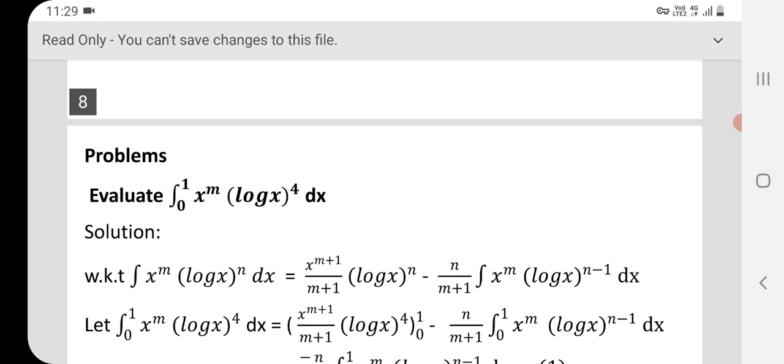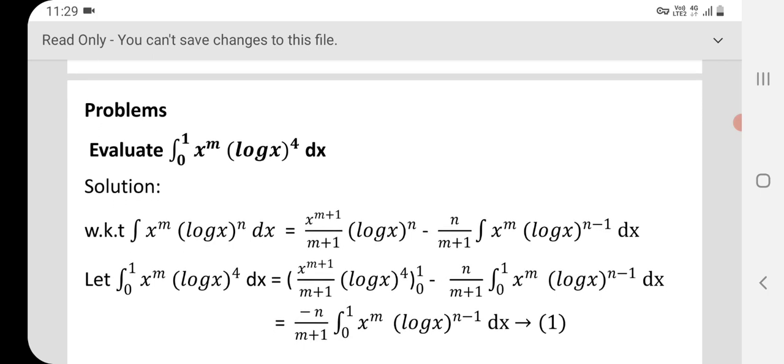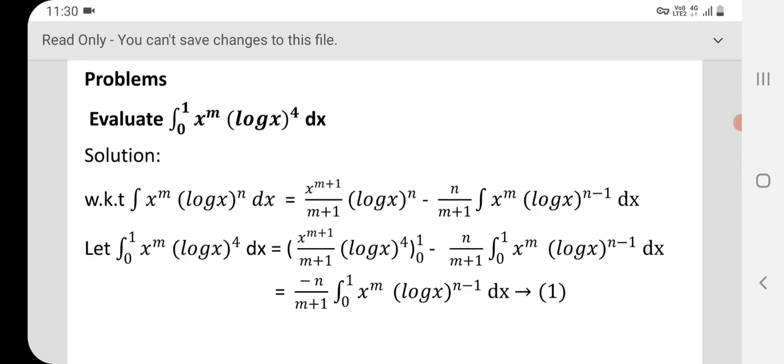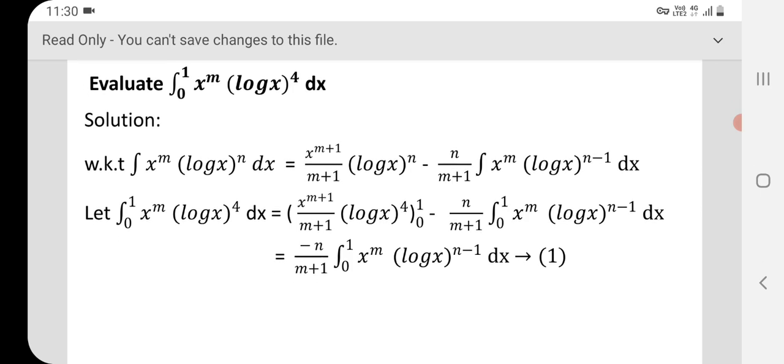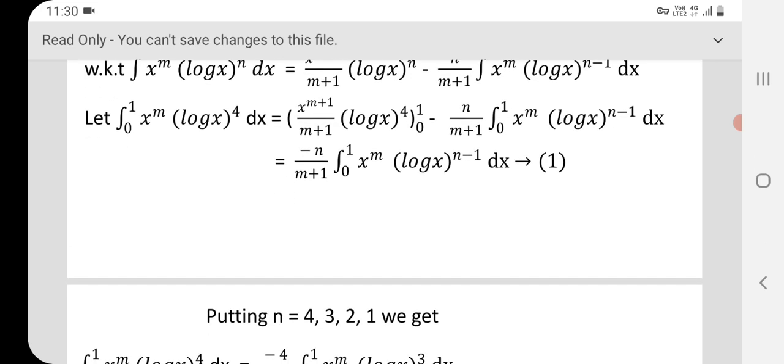It is a formula. Now here n equals 1 and taking the limit 0 to 1 to the above expression, we may get this one. So here also the first term will vanish because the upper limit is log 1, that is 0, and when the lower limit x goes to 0, the total is 0. So therefore the first term will vanish. The remaining is minus n by m plus 1 integration 0 to 1 x power m log of x to the power of n minus 1 into dx. Call it equation number 1.